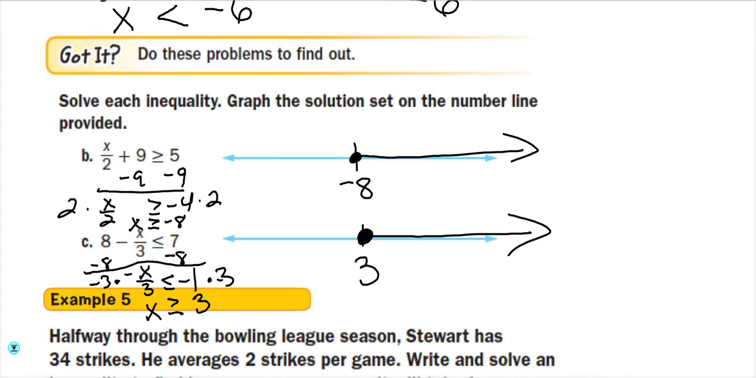All right, so don't forget, if you multiply or divide by a negative, that's when you've got to reverse the inequality around. It doesn't matter what the number solution is, it's what your moving part is.